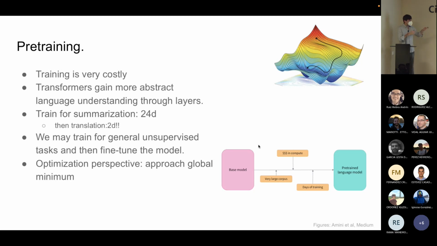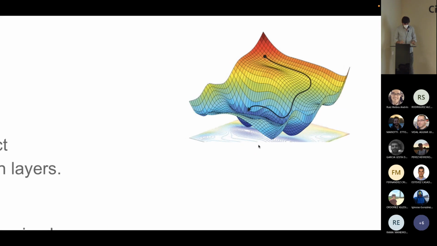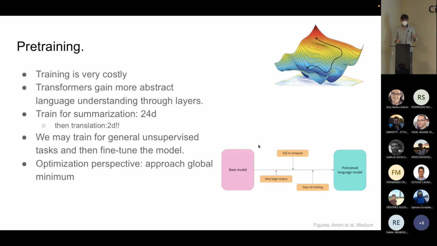This also, from an optimization perspective, when we are doing parameter optimization, pre-training can be seen as approaching the global minimum of the optimization, but we have to take into account that this is optimization in maybe hundreds of millions of parameters. So it is a very powerful trend that allows us to take pre-trained models and quickly adapt them to new tasks and to tasks that we may not have a lot of data.